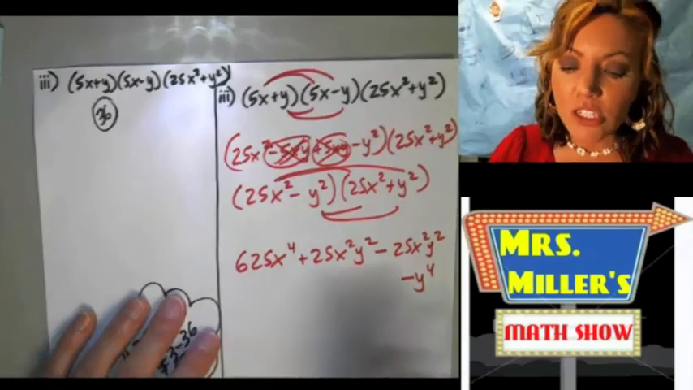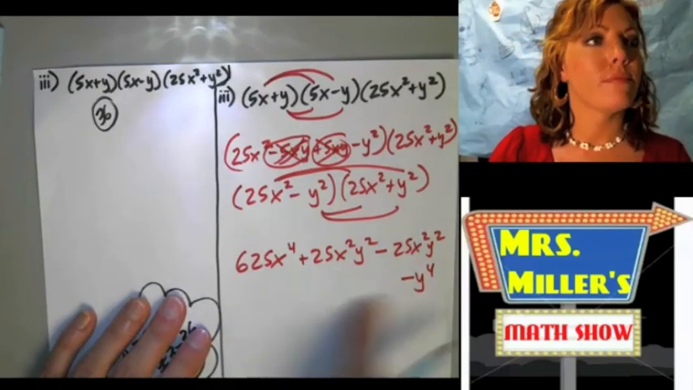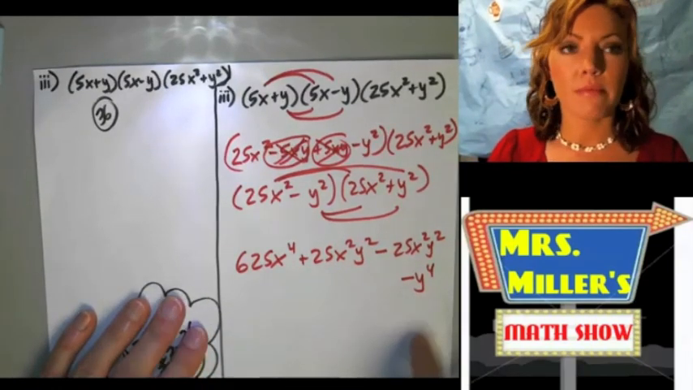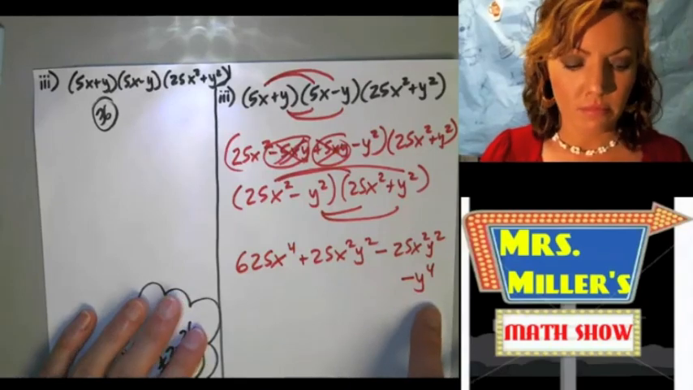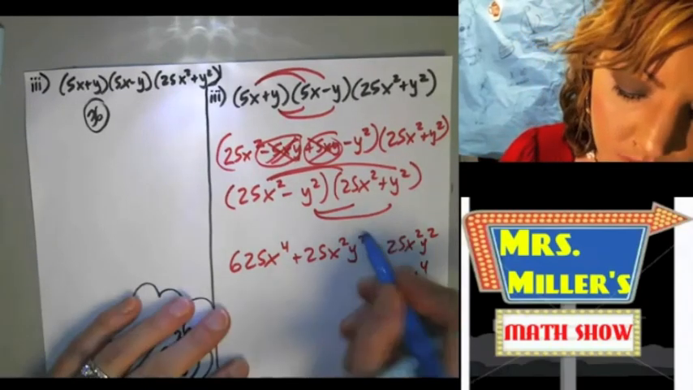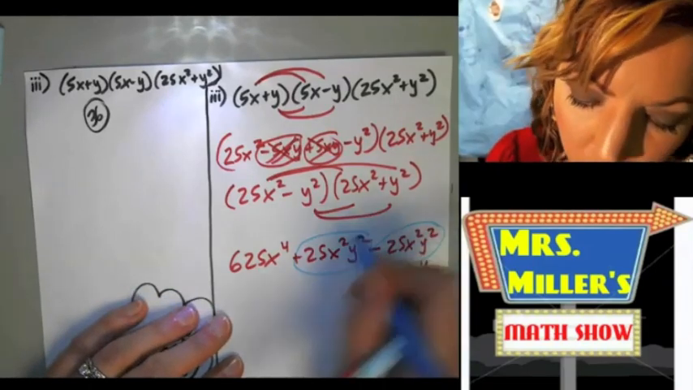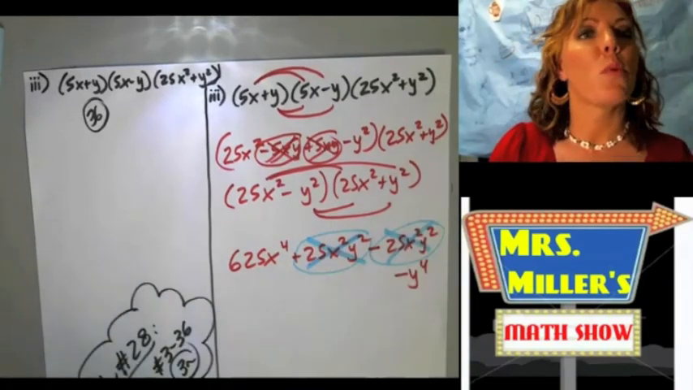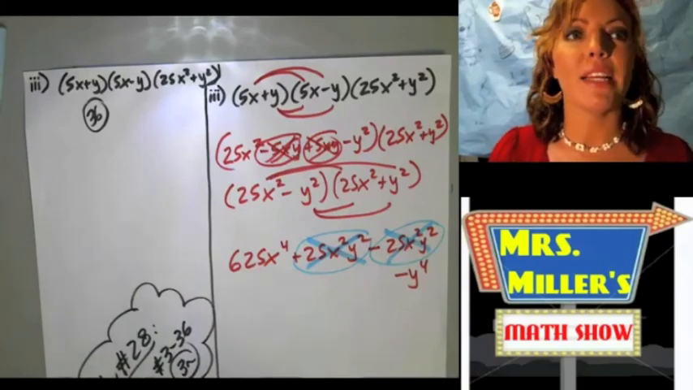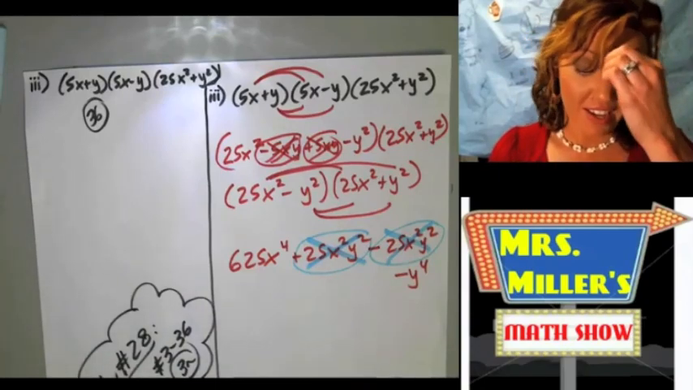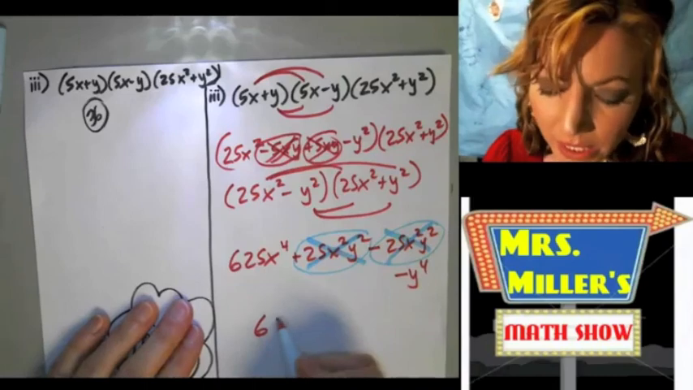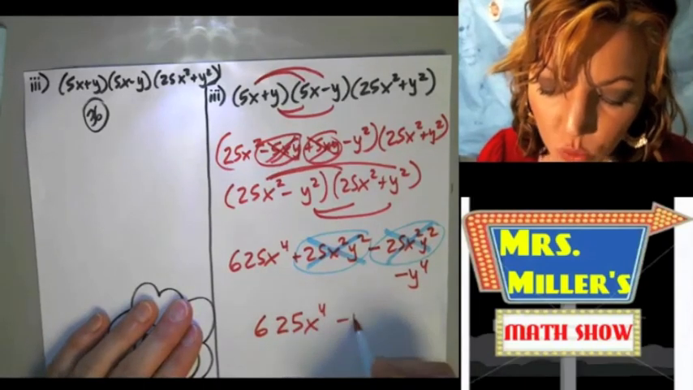Okay, any like terms here that I can combine? Yeah. Alan. 25x squared and y squared. What happens to them? They're canceled out. Good. Okay, and we're left with what? Everybody give it up for Alan. So we're left over with 625x to the fourth minus y to the fourth.